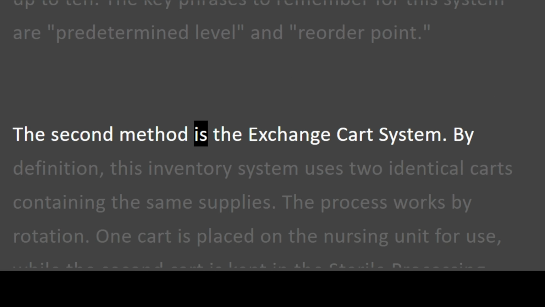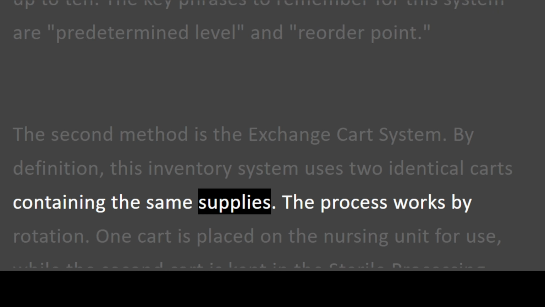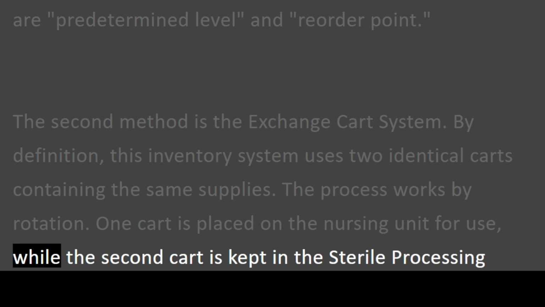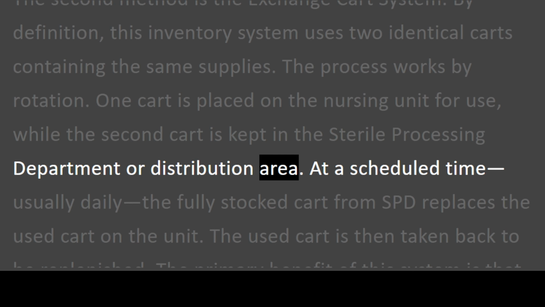The second method is the exchange cart system. By definition, this inventory system uses 2 identical carts containing the same supplies. The process works by rotation. One cart is placed on the nursing unit for use, while the second cart is kept in the sterile processing department or distribution area.